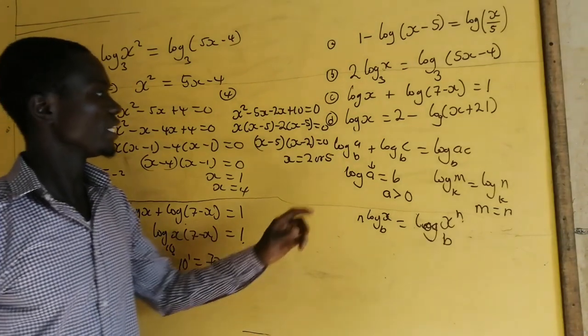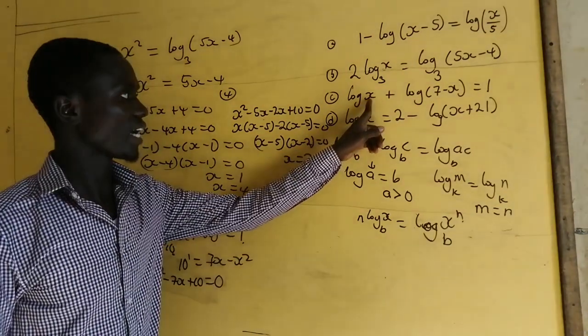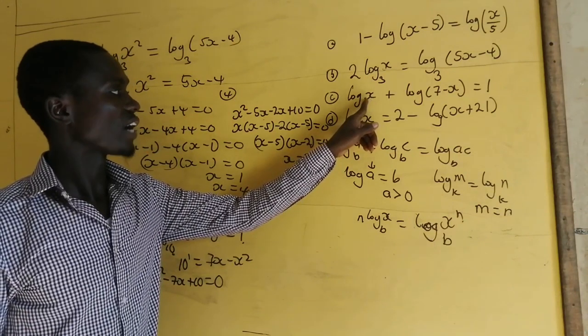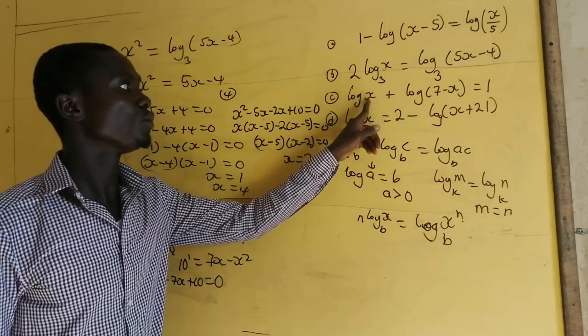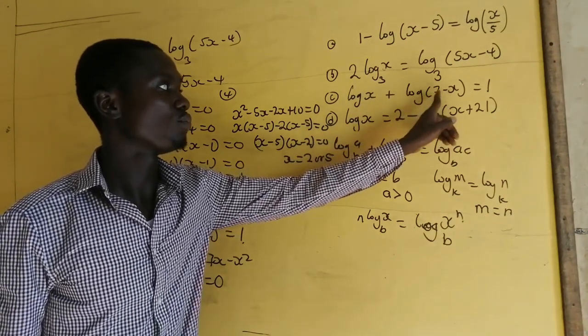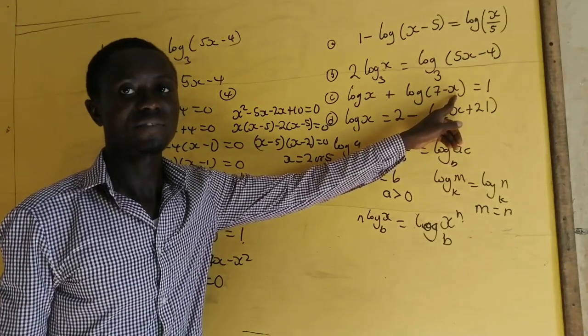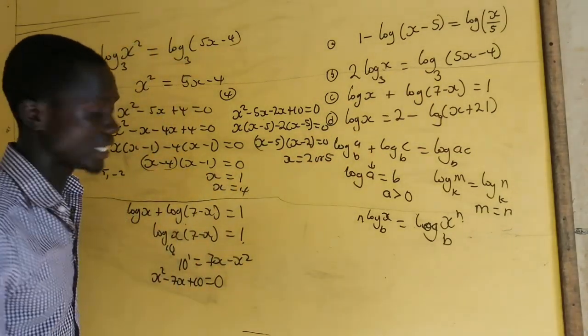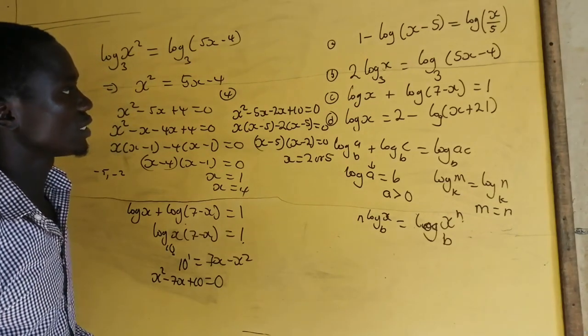Now, if we put it here, log of 5 will be okay, since 5 is positive, and log 2 will be okay. They are all positive. If you put 5 here, 7 minus 5 is 2. If you put 2 here, 7 minus 2 is 5. So they are all positive. It will give us the solution. So you can check and see. And let's go to D.